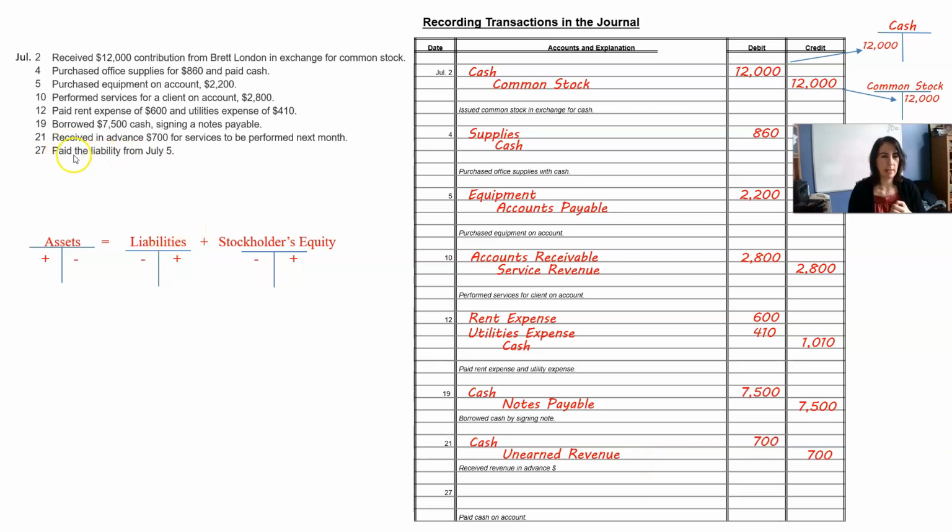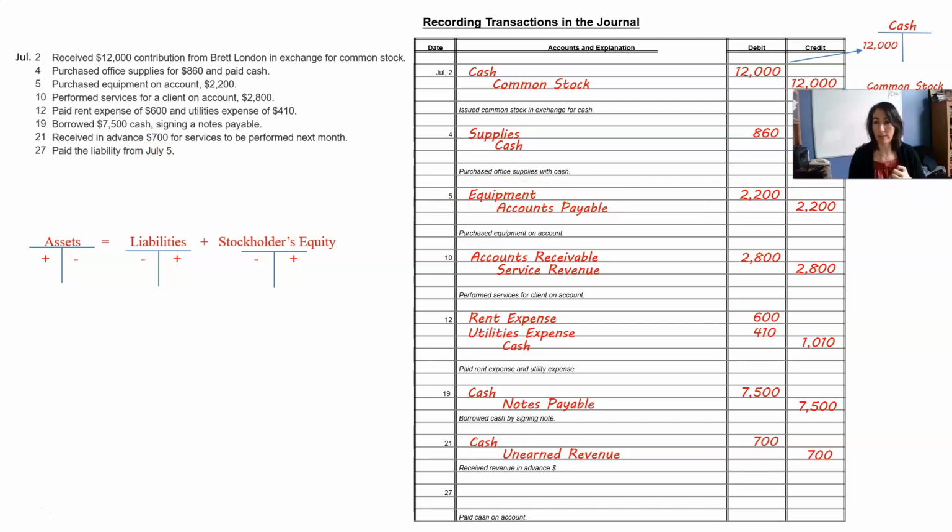All right, and pay the liability from July 5th. Okay, let's look back at July 5th. We owed $2,200, so we're going to pay that bill now. So we have accounts payable with a credit balance of $2,200. We're going to pay it off. We're going to debit it. We're going to reduce the liability. And we lose cash too, right? Because that's how we pay it.